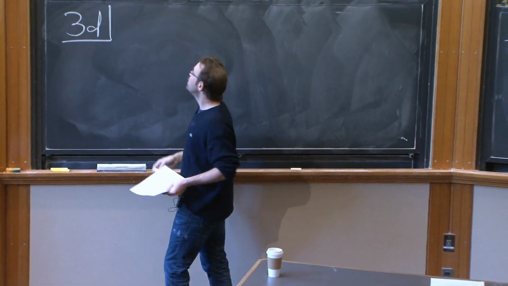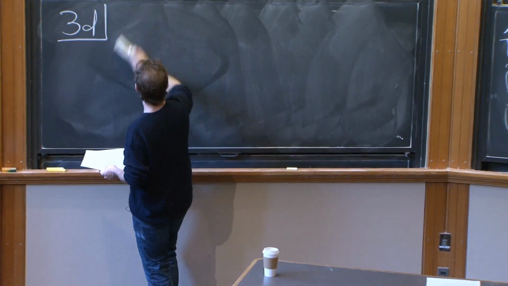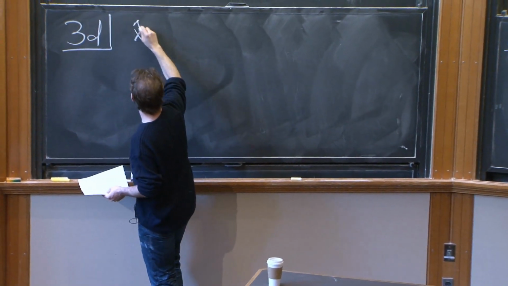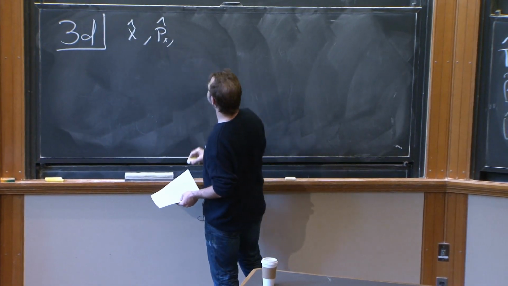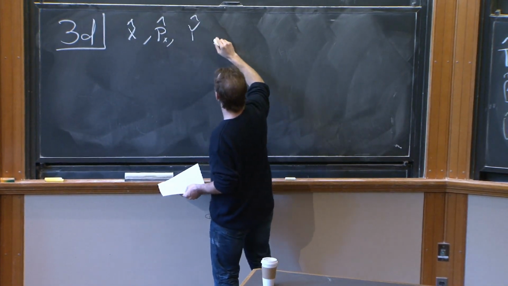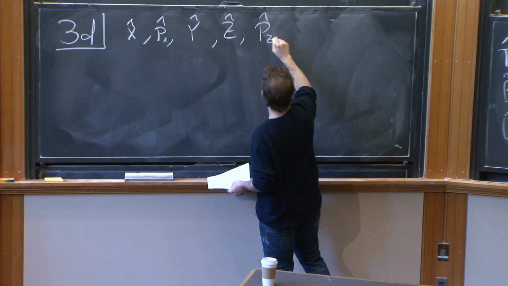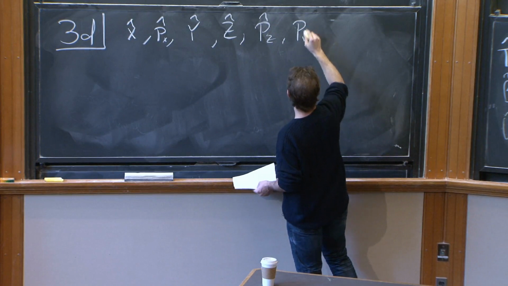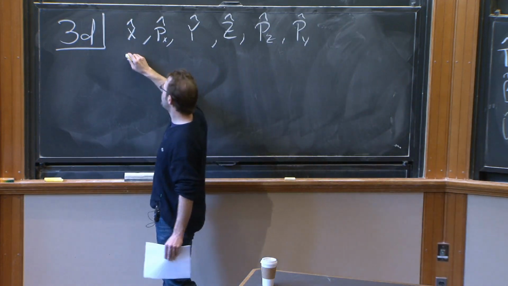So in 3D, the energy operator, what's going to change? Well, now instead of just having position and its momentum, we now also have, I'll call this p sub x, we can also have a y coordinate and a z coordinate, and each of them has its momentum, p sub y and p sub z.